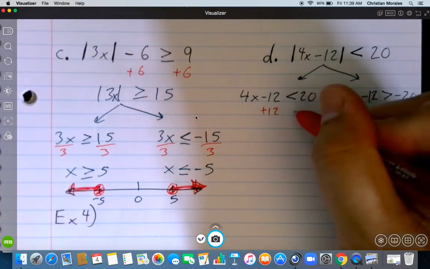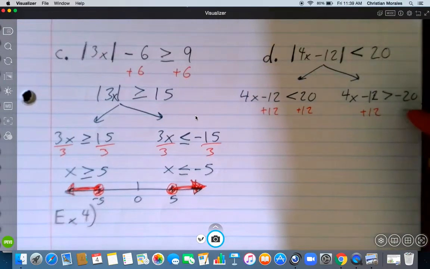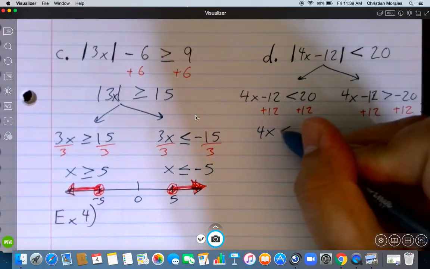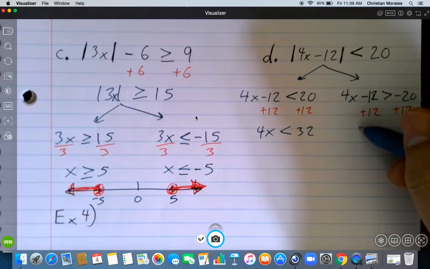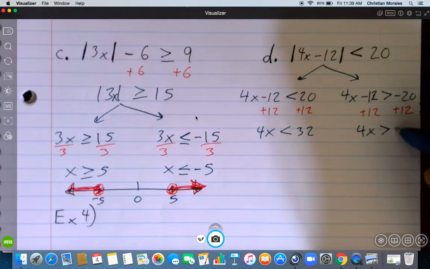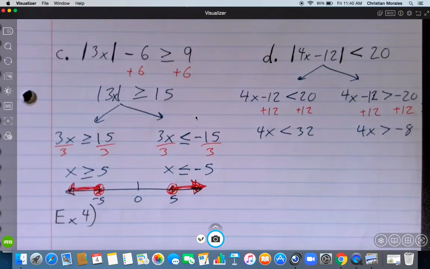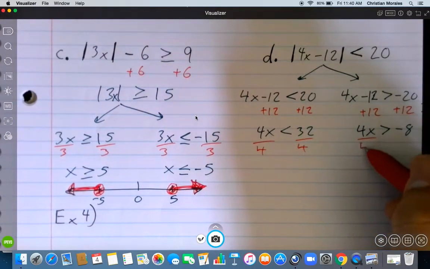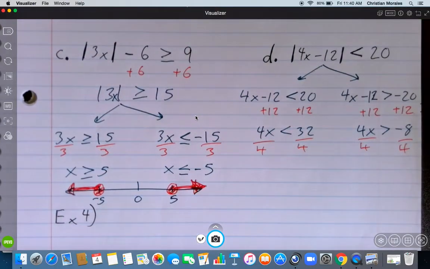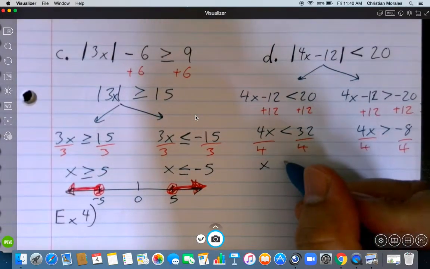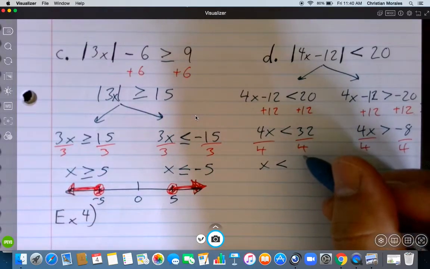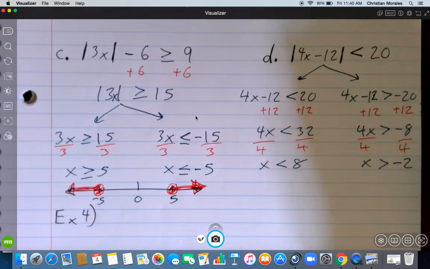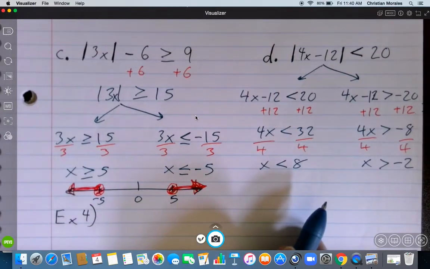Okay. Now the steps are going to be the same for solving both of them. Inverse operations. Cancel out the 12. Cancel out the 12. This will give me 4x is less than 32. This will give me 4x is greater than negative 8. All right. And then we're going to divide by 4. So here x is less than 8, and here x is greater than -2. Okay, so those are my two answers.